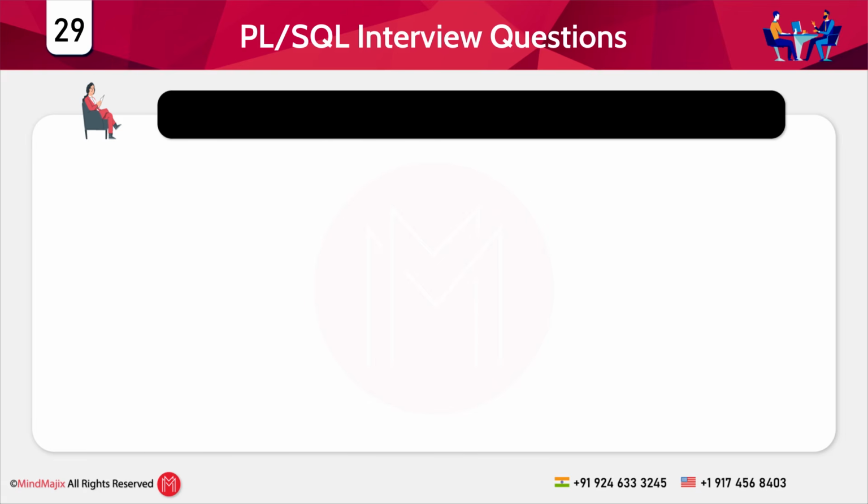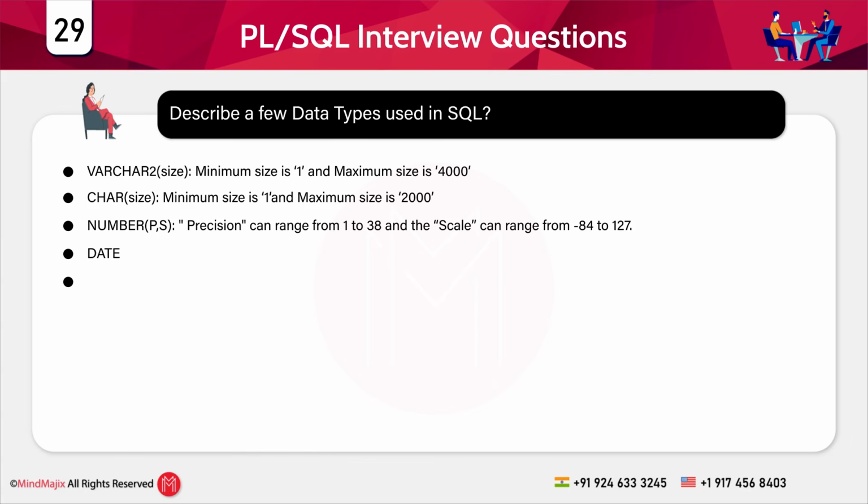The next question is, describe a few data types which are used in SQL. As you can see on the screen, these are the data types that you can use in SQL. The first one is the varchar2. For varchar2, the minimum size is 1 and the maximum size is 4000. If you talk about char, you have to specify the size in round brackets in varchar and in char also. For char, the minimum size is 1 and the maximum size is 2000.